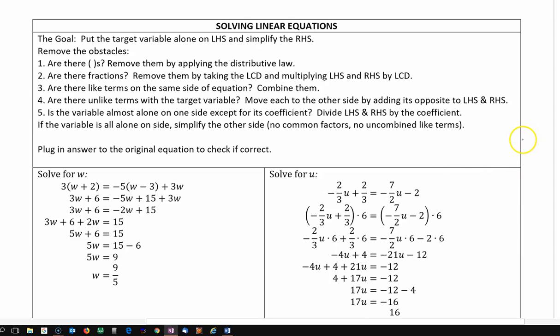Now after you get the variable all alone on one side without any coefficient other than 1, you simplify the other side. And then you plug in the original to check if it's correct. So let's look at some examples.